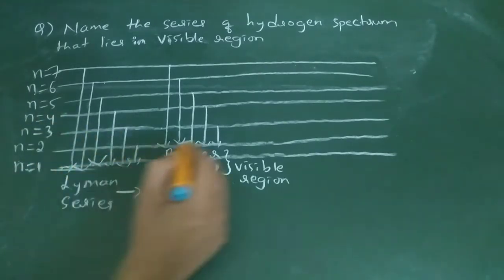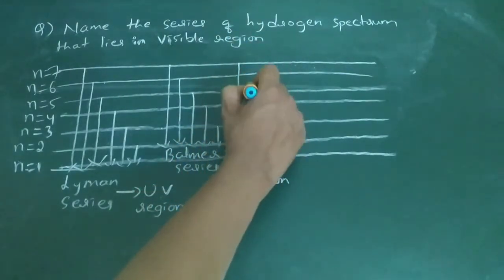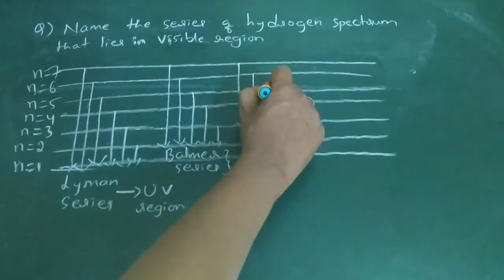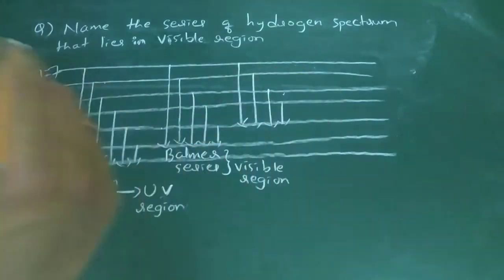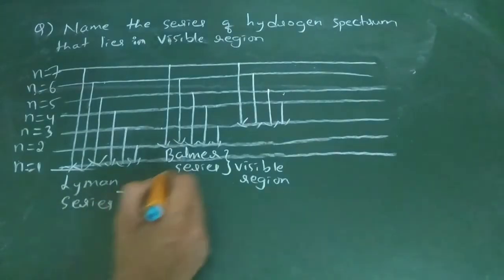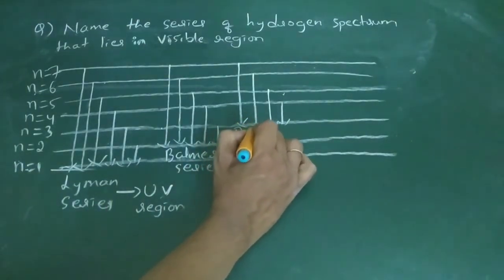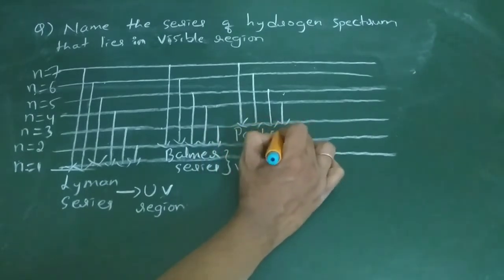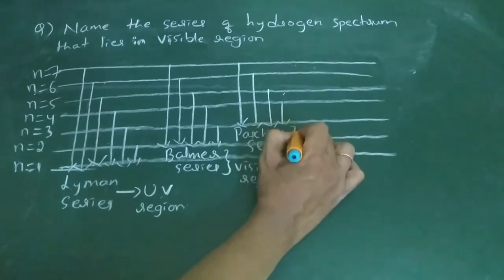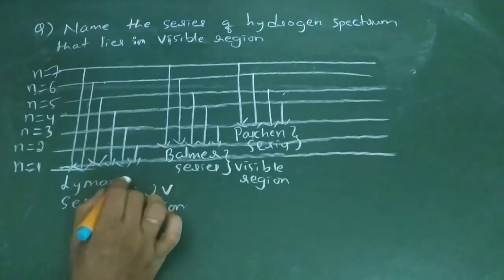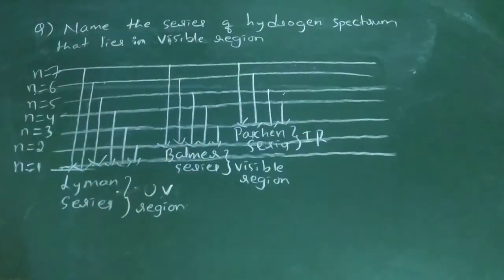Okay. Now if any electron jumps from a higher orbit to the third orbit, we call it the Paschen series. Are you reading that? We call it the Paschen series. Now this one stays in the IR region. IR region means infrared region.